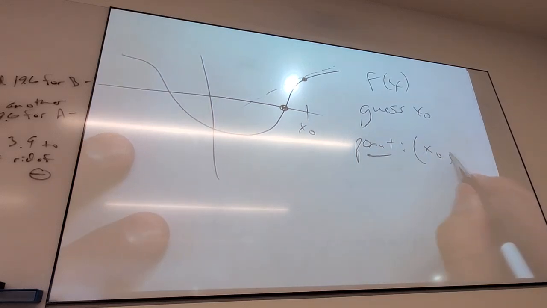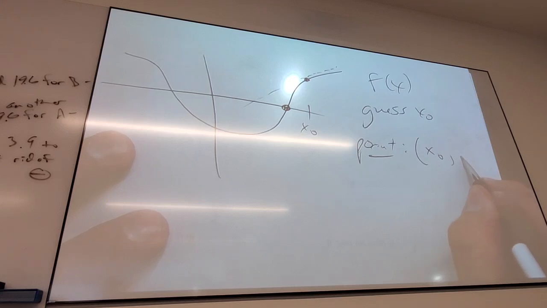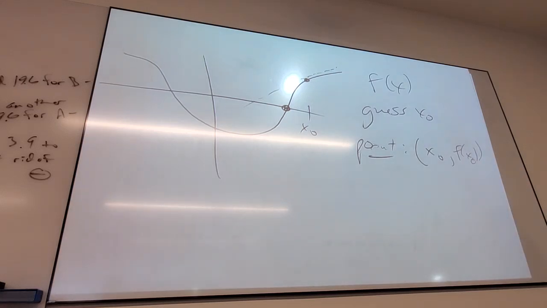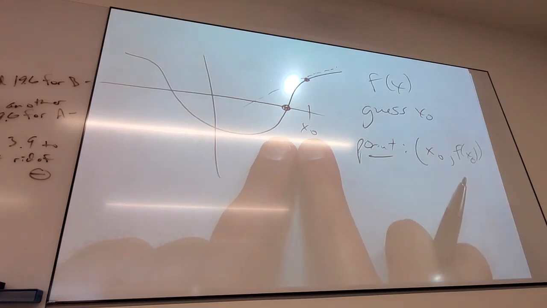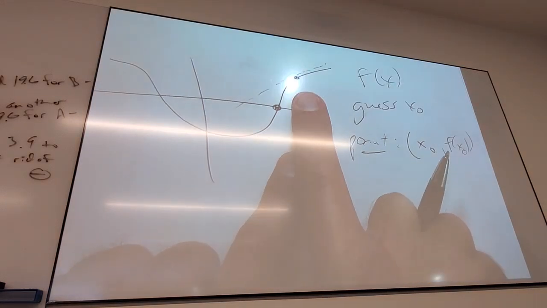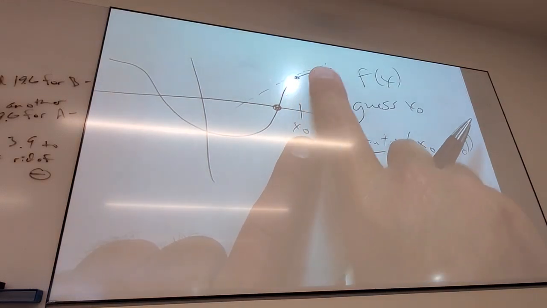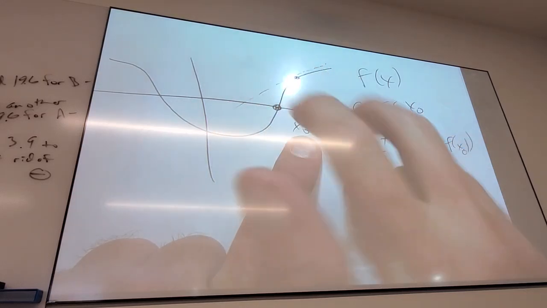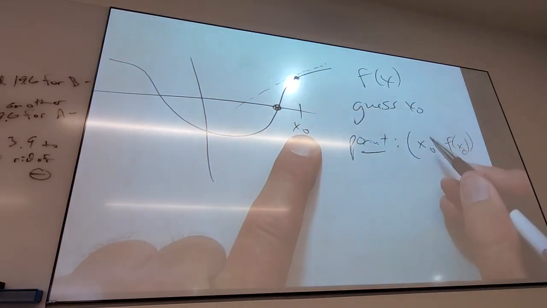x0? It's not a point, it's a number. f of x0, yeah, come on. If I know the input, I just put it in to get the output, right? If I know the x, I plug it in to get the y. If I have an input at which I want a tangent line, I need another point, which means I plug it in to get the output.